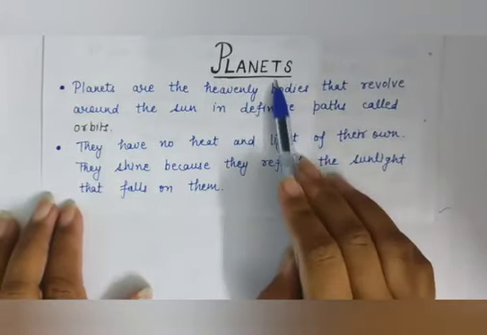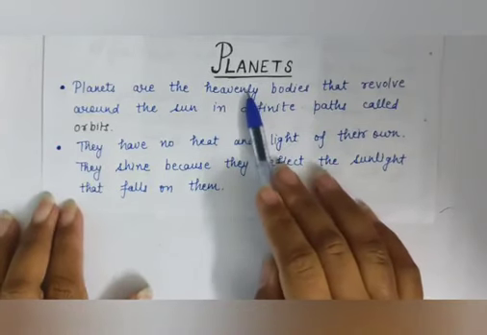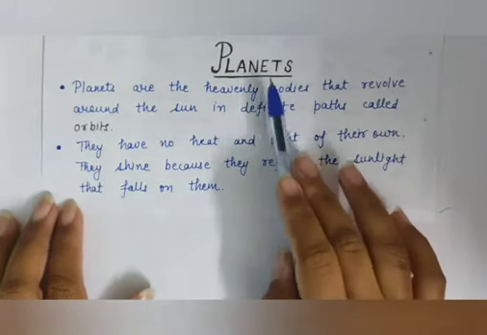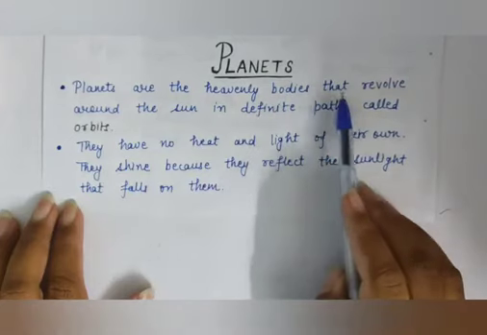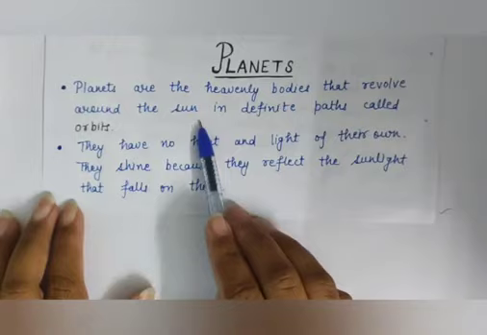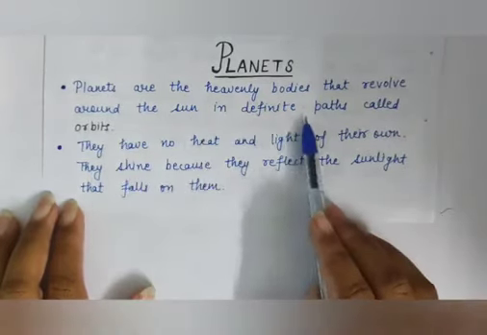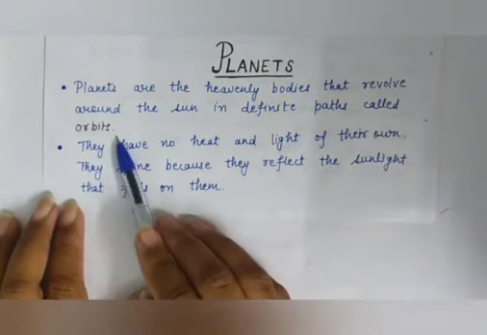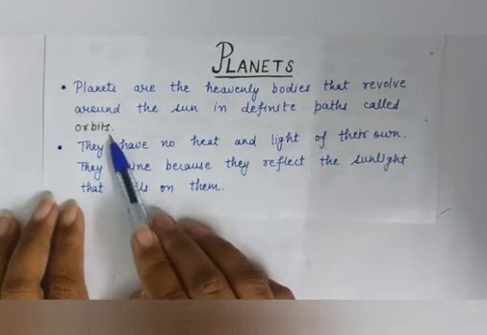So students, we have already learnt in the previous classes that in our solar system there are 8 planets. But how can we define planets? Planets are the heavenly bodies that revolve around the sun. All the planets revolve around the sun in definite paths, and those paths are called orbits. Means they revolve in their orbits.